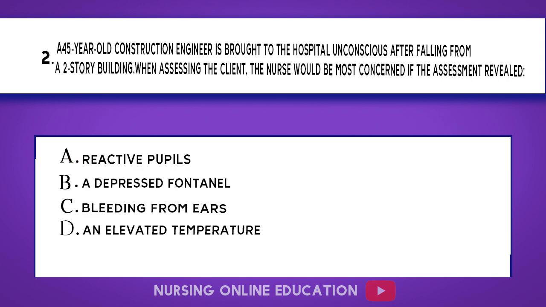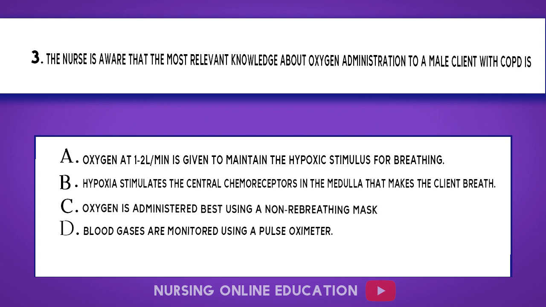8.8 milliliters. 2. A 45-year-old construction engineer is brought to the hospital unconscious after falling from a 2-story building. When assessing the client, the nurse would be most concerned if the assessment revealed A. Reactive pupils, B. A depressed fontanelle, C. Bleeding from ears, D. An elevated temperature. The answer is option C. Bleeding from ears.